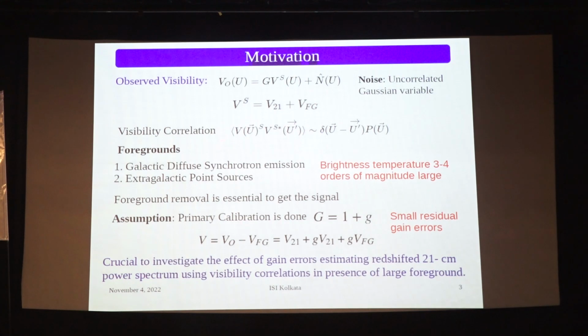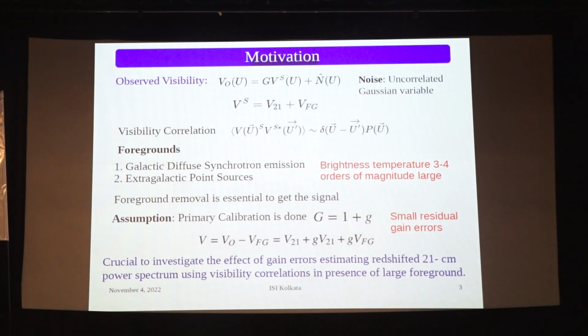For solving these gains, we perform calibration. Here we assume that calibration has been done. Once calibration is done, the principal value of the gain should be 1, but because of many practical difficulties, it can deviate from its principal value. So here I am saying that after the calibration, the gain is 1 plus some small g, where small g is a kind of residual error.